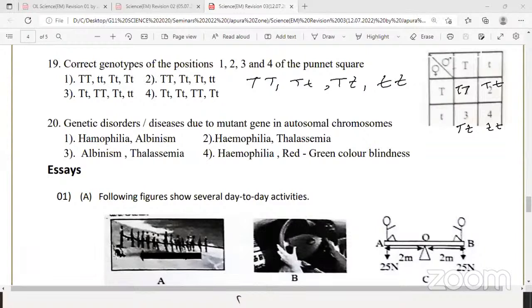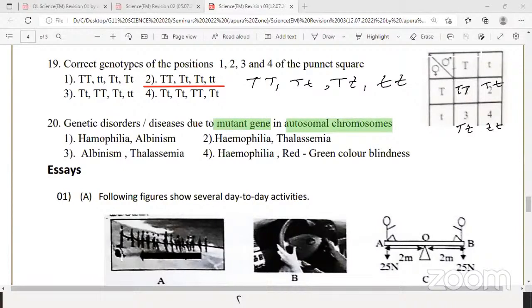Question number 20. That is a good question. Any volunteers who can give me the answer for the 20th MCQ? Genetic disorder due to mutation of autosomal chromosomes. I'll highlight here: gene mutation in autosomal chromosomes.